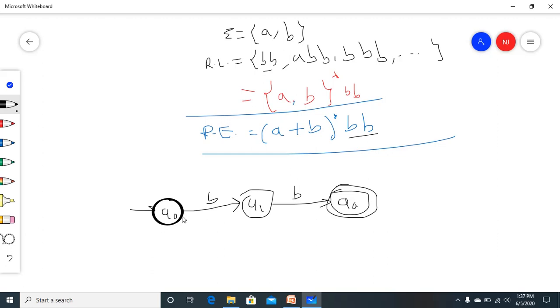So for the Q0, we tested already B, it remains as A. Likewise, we have to move A here only, because if we put the A transition here, then AB ending is also acceptable. So that's why I am looping A here only.